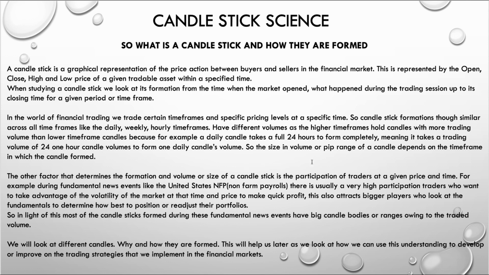So the size in volume or pip range of a candle depends on the time frame in which the candle formed. What this means is that if you are looking at a daily candle, you have to understand that a daily candle holds more weight or holds more volume in the market than a 4-hour chart. It means that when you are looking at a daily candle, you are looking at the volume of 24 1-hour candles, and you're looking at a volume of about 6 4-hour candles.